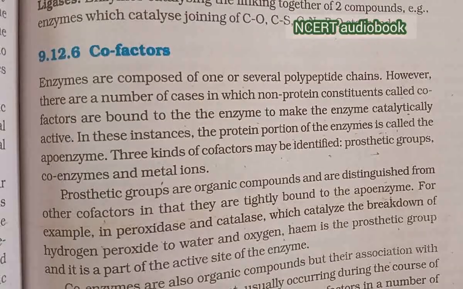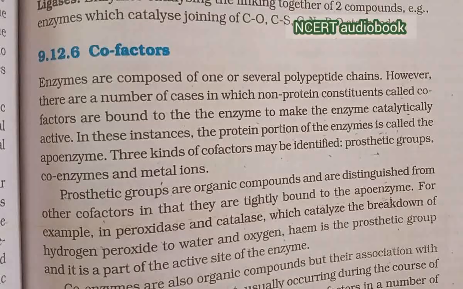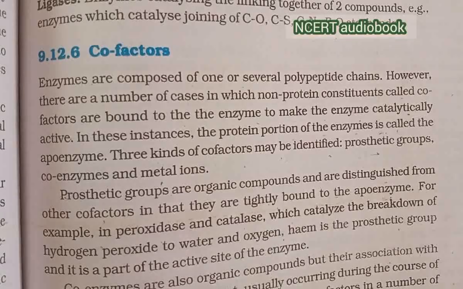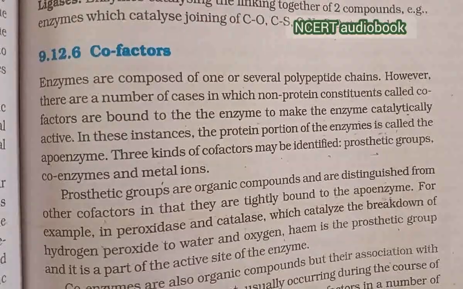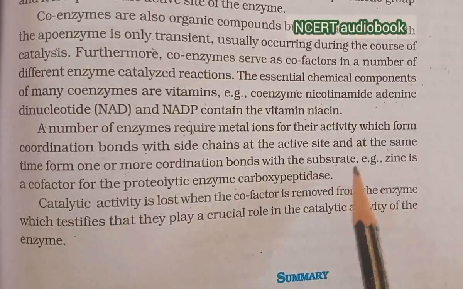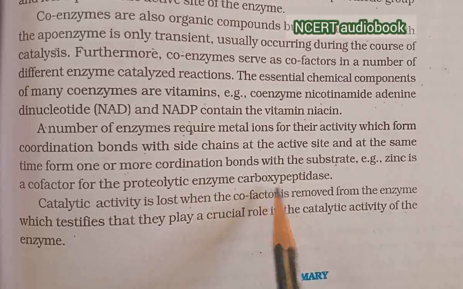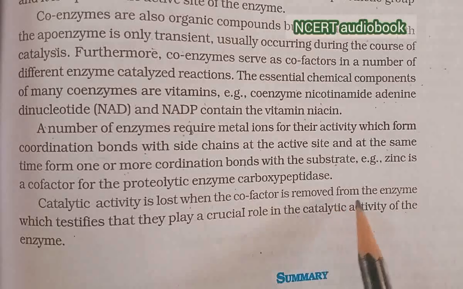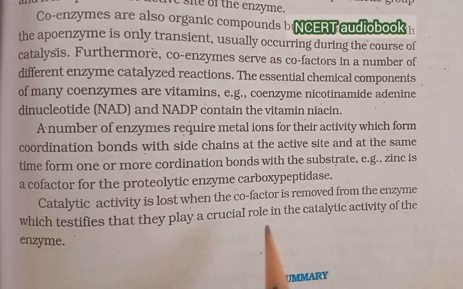A number of enzymes require metal ions for their activity, which form coordination bonds with the side chains at the active site, and at the same time form one or more coordination bonds with the substrate. For example, zinc is the cofactor of the enzyme carboxypeptidase. Catalytic activity is lost when the cofactor is removed from the enzyme, which testifies that they play a crucial role in the catalytic activity of enzymes.